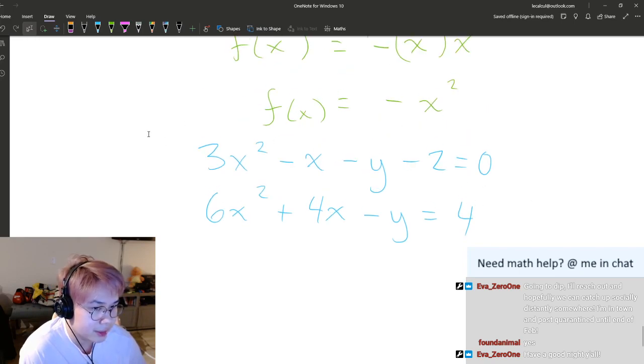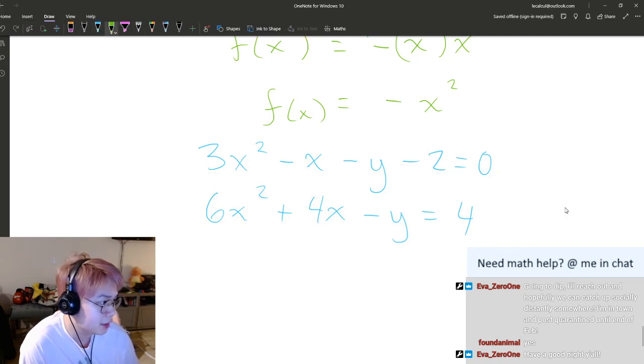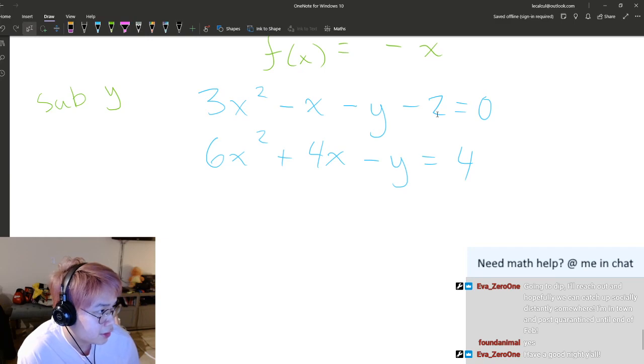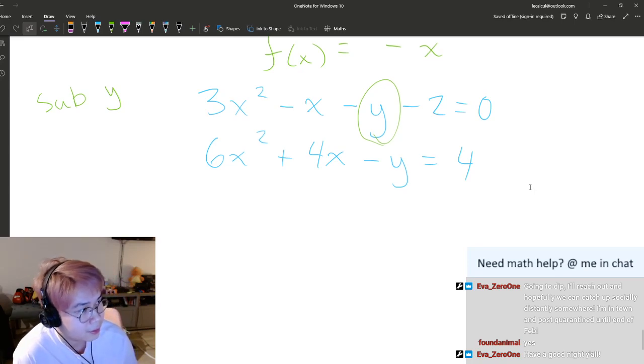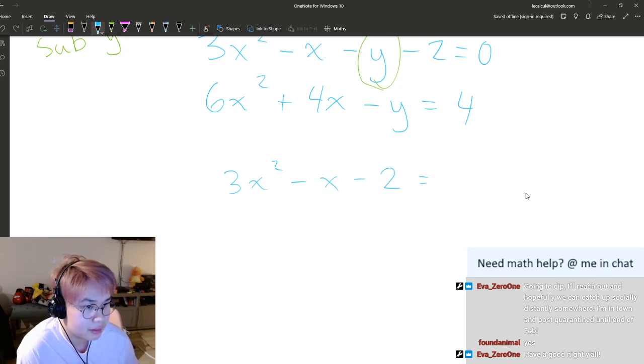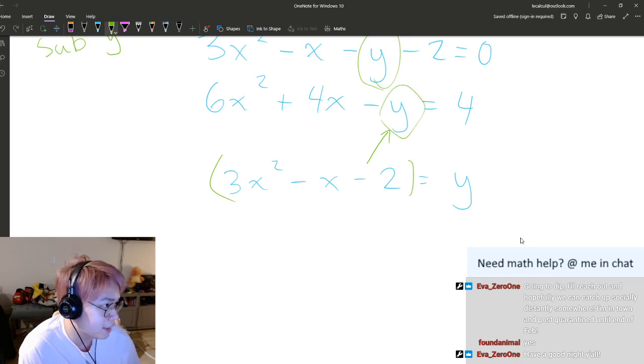So what we're going to do is a substitution. The easiest thing to isolate and substitute for is y. In either equation 1 or 2, because they're both very easy to isolate for y, I'm going to do that. So for example, I'm going to isolate y for equation 1. That's easy to do, because if I just add it to the other side, then I'm done. Now I just take this, and substitute it into the y in the second equation.